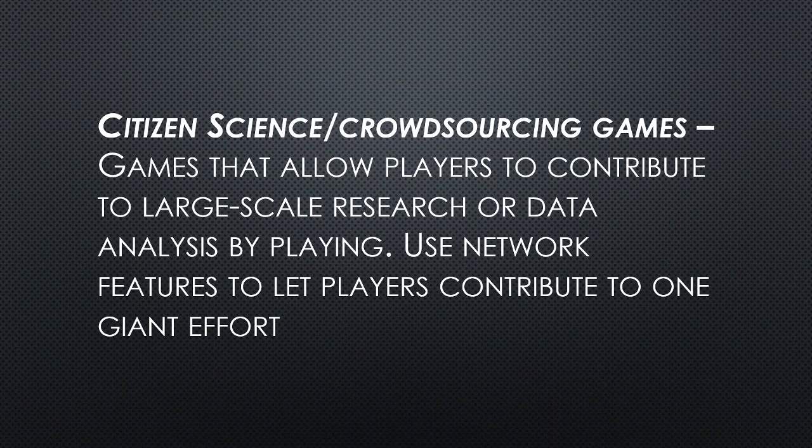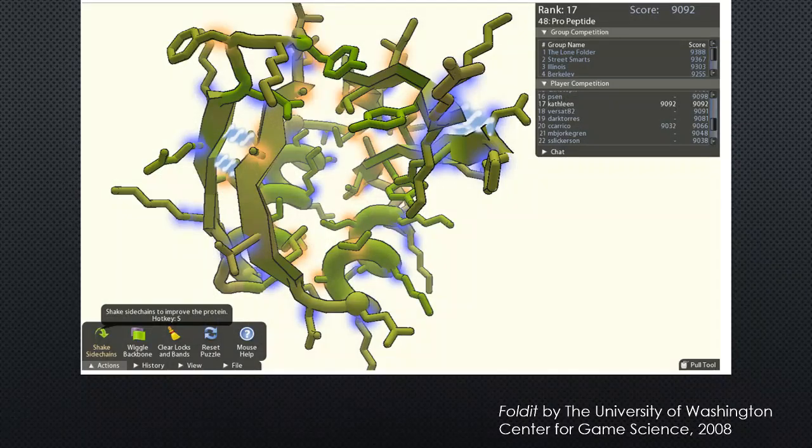Finally, on the transformational game genre list, so this is the last one, are citizen science or crowdsourcing games. These are games that use network features to have players solve large-scale problems together. So one of the most famous examples of these games is Fold It by the University of Washington Center for Game Science. In this game, players encounter protein strains and must unfold them. This process allows scientists to make advances in medical research, specifically for cancer treatments.